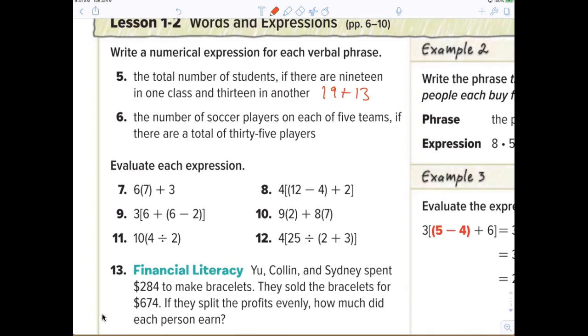Number 6. The number of soccer players on each of the 5 teams if there are a total of 35 players. What do we do? 35 divided by 5. That's the numerical expression. What's the answer to that?